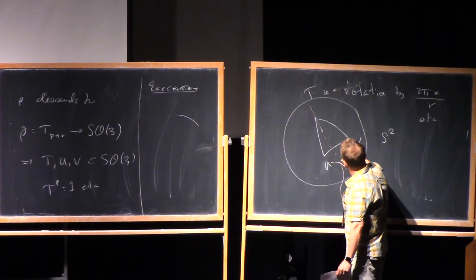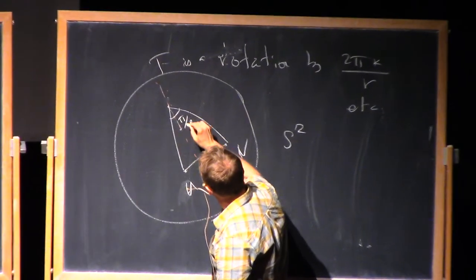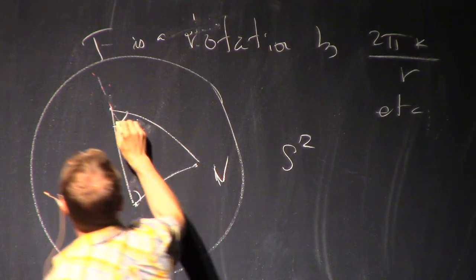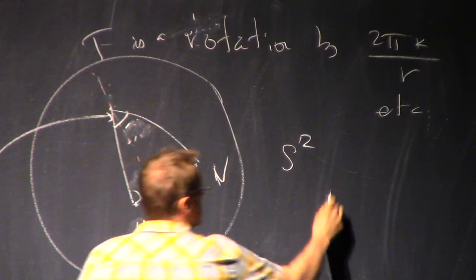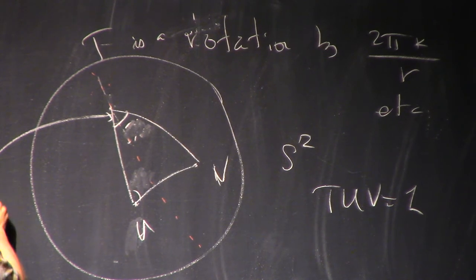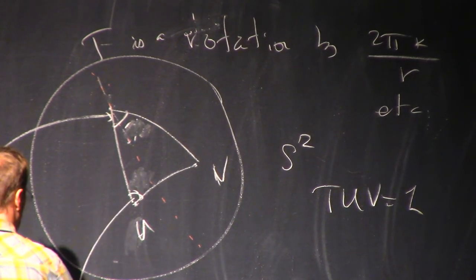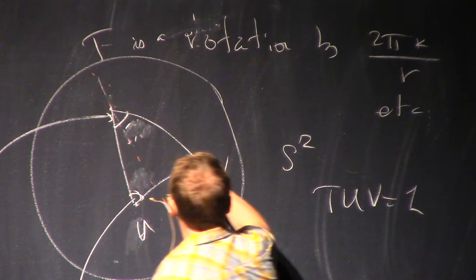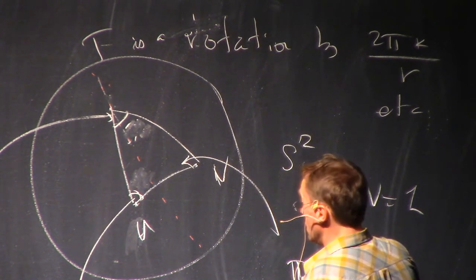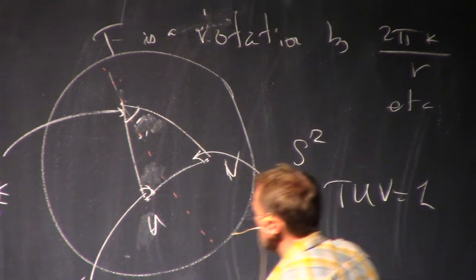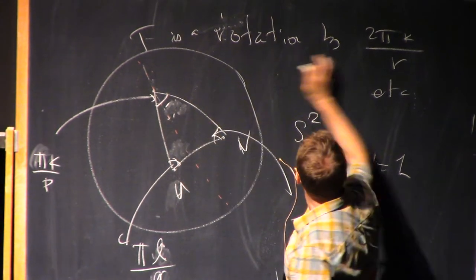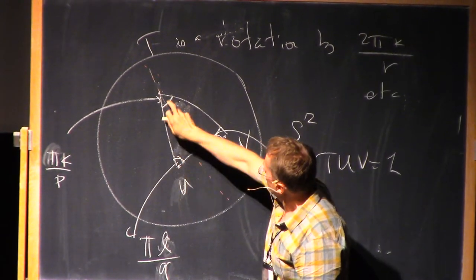And the constraint that you end up getting is that, if TUV equals 1, you get a spherical triangle. So here, that angle is pi k over p. The angle here is pi l over r. The angle here is pi m over q. So this product relation tells you, given this, that there's a spherical triangle with these angles.